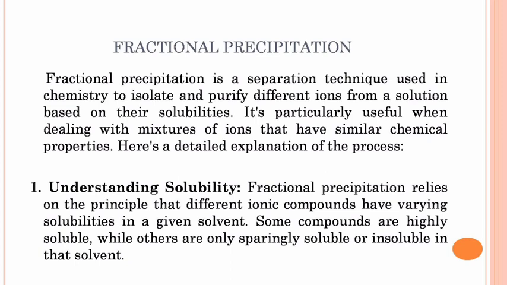Here's a detailed explanation of the process. First, understanding solubility. Fractional precipitation relies on the principle that different ionic compounds have varying solubilities in a given solvent. Some compounds are highly soluble, while others are only sparingly soluble or insoluble in that solvent.